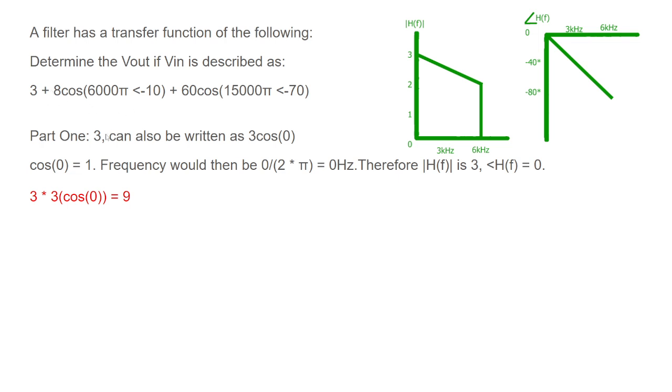So for the first part we have 3, which can be rewritten as 3 cosine of 0. Now cosine of 0 is equal to 1, which is why we can say 3 cosine of 0. Then for frequency, we take 0 divided by 2 times pi, which ultimately gives us 0 hertz. Therefore, the transfer function is 3 from the graph, and the phase is 0. So simply 3 times 3 cosine of 0 is equal to 9.